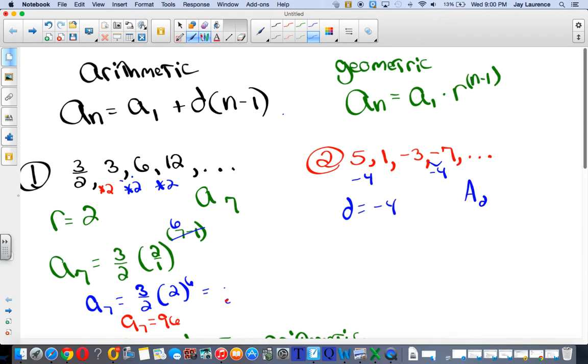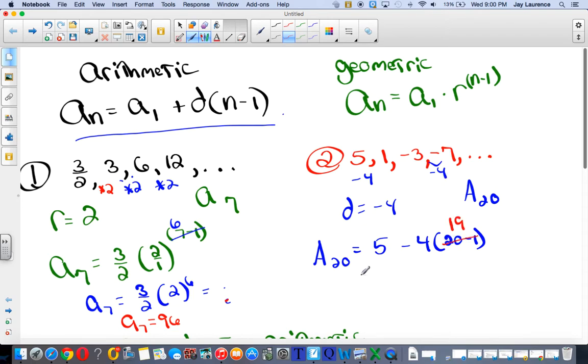Let's find a sub 20 on this one. So let's go a sub 20, and that's going to equal a sub 1, which is 5. I'm using this formula now right here because it's arithmetic. Minus 4 times 20 minus 1. Remember, follow the order of operations here. This will be 19. And so then we'll have 5 minus 4 times 19. Well, I think that's going to be 76. And 5 minus 76 will be negative 71. And there's a sub 20. Okay, it's pretty simple.